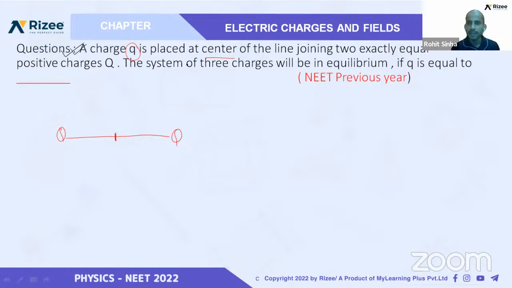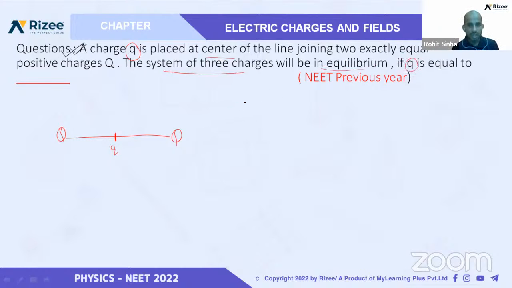Okay, answer came. Oh, good, Nandini, good. Some answer came. Okay, good. Let us suppose here we are having a charge small q given. Now it is telling that for the system of the three charges to be in equilibrium, what should be the charge on q?